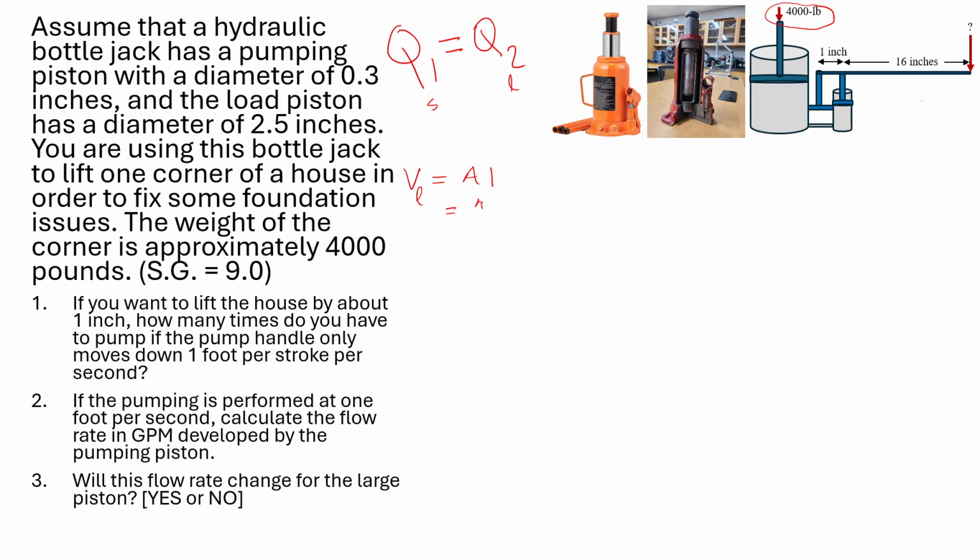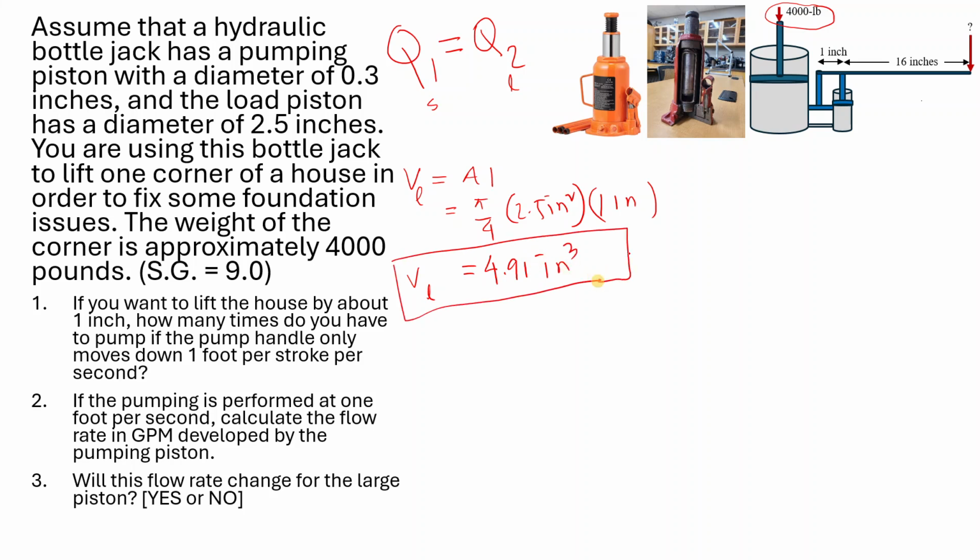So the area is pi by 4 d squared, 2.5 inches squared, times the 1 inch. So that will give us the total volume of the large piston needed to make 1 inch of movement. I calculated that to be 4.91 inch cube of liquid you need to move that large piston 1 inch in this bottle jack. So this is the small piston right here, small piston, large piston.